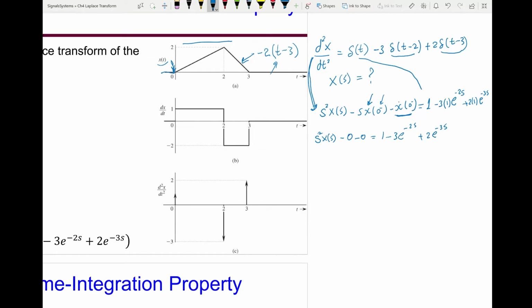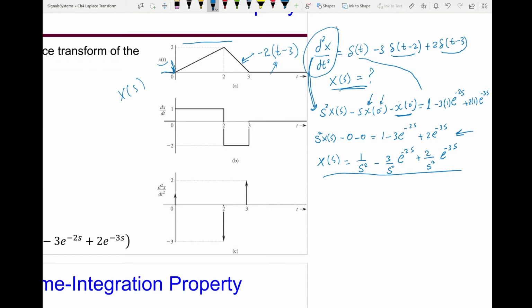And finally, we are after x of s. So I divide everything here by s squared. So I get x of s equals 1 over s squared minus 3 over s squared plus 2 over s squared. And this is the answer. Using the property, the solution of this problem becomes very easy. But the most important use of the derivative property is system analysis, which will be the next video.